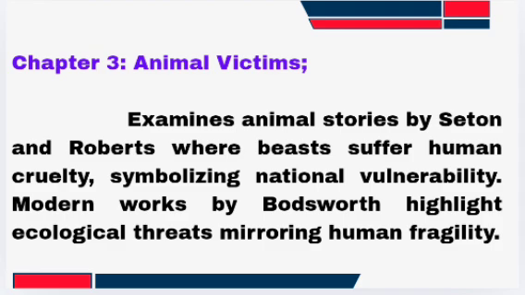Chapter 3, Animal Victims, examines animal stories by Seton and Roberts where beasts suffer human cruelty, symbolizing national vulnerability. Modern works by Wordsworth highlight ecological threats mirroring human fragility.